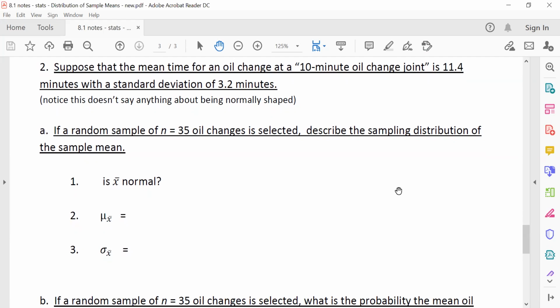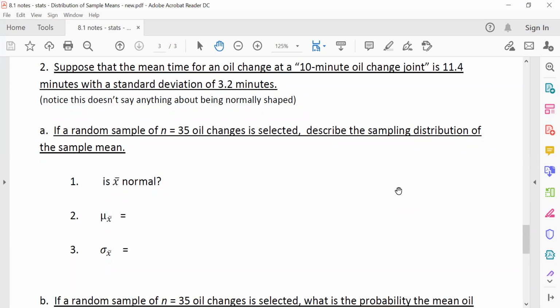Suppose you go to one of those 10-minute oil change places, and they say, we're going to get you an oil change in under 10 minutes. But in reality, they take about 11.4 minutes on average with a standard deviation of 3.2 minutes. Notice the big thing here, it doesn't say anything about being normally distributed. That's just the average amount of time they take, and that's the standard deviation.